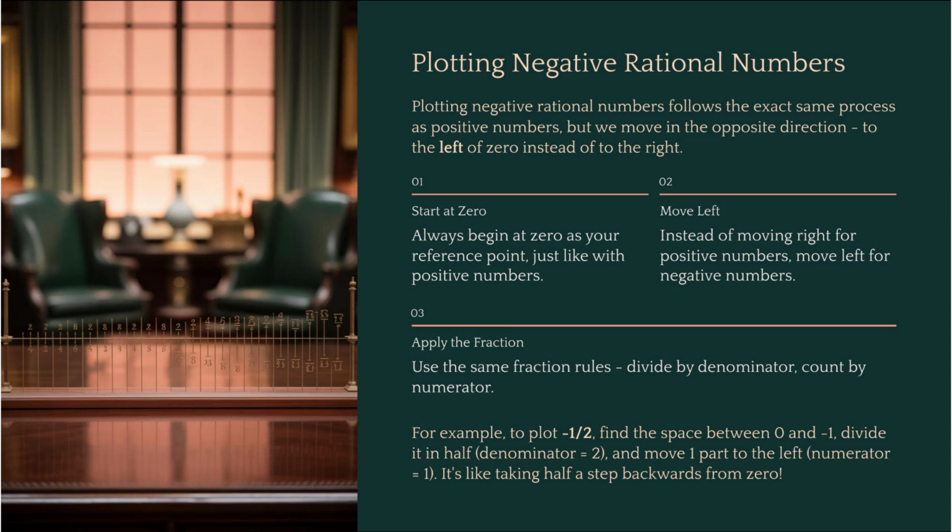Plotting negative rational numbers is the same process, but you move in the opposite direction. To plot -1/2, you look at the space between 0 and -1. Since the denominator is 2, you divide that space in half, and since it's negative, you step one part to the left. Always check the sign first.